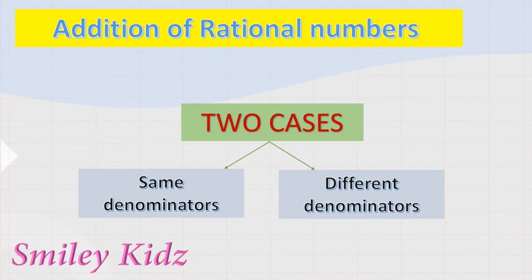Addition of rational numbers. While solving addition of rational numbers, you need to remember these two cases. First case, same denominator. Second case, different denominators. So let's see few examples on these two cases and let's try to solve the addition of rational numbers.